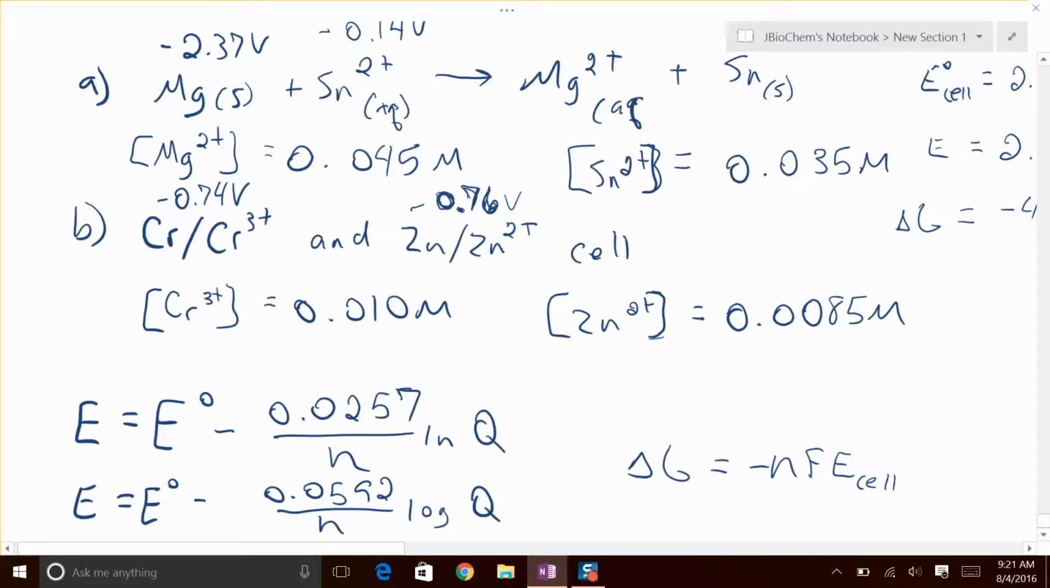Question: how would you find G for A if we don't know what F is? You do know what F is. F is Faraday's constant, it's 96,000. It's always 96,000 joules per volt per mole.